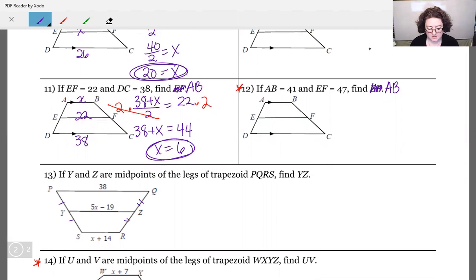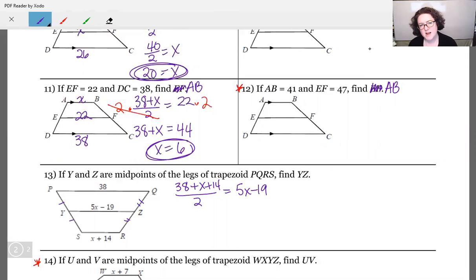So take your bases. In this case, our bases are 38 and X plus 14. So I'm going to add those together and divide by 2. They equal the median. The median is 5X minus 19. So it looks a little scarier, but our rules are the same.